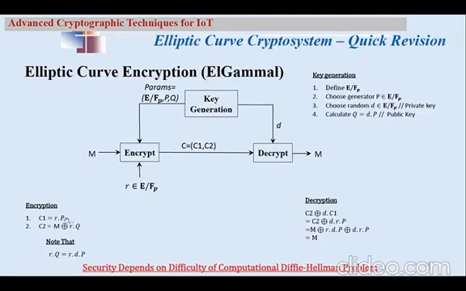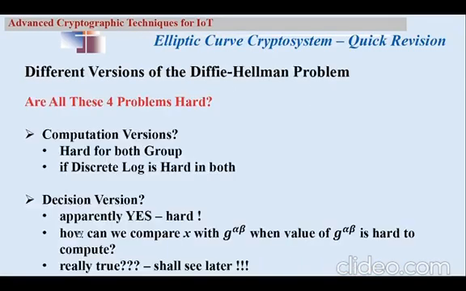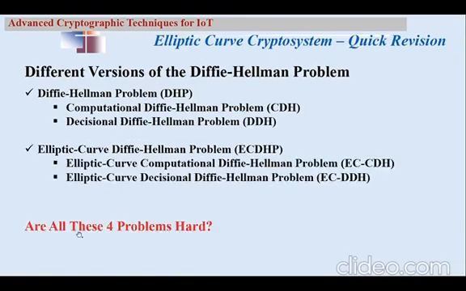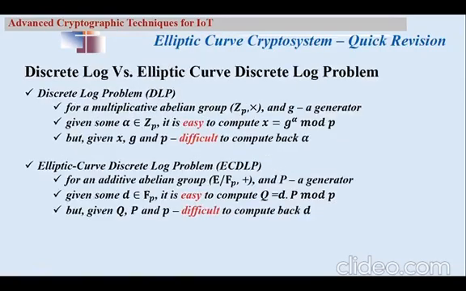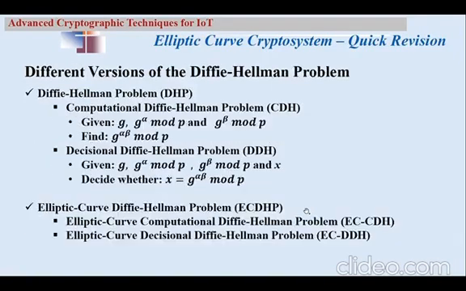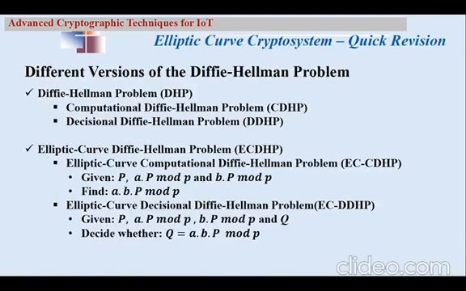The adversary knows C1, that means R dot P. It knows Q, that is equal to D dot P. It needs to calculate R dot D dot P, because this is equal to R dot Q. Now this is exactly the same as the elliptic curve Diffie-Hellman problem. Just now we have discussed that in the Diffie-Hellman protocol, alpha P is given, beta P is given, and the attacker needs to calculate alpha beta P, which is a hard problem.